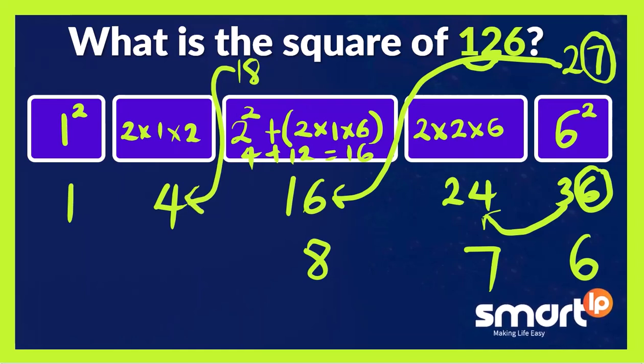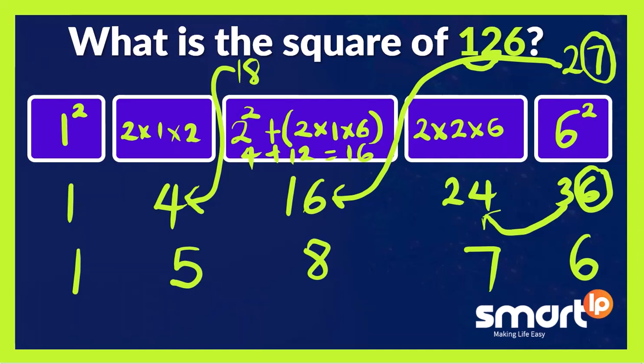So 1 plus 4 will give 5. 5 is a single digit, so we can write it directly. And finally, we have the 1. Since 1 is a single digit, we can write it down directly. So now our final answer for the square of 126 is 15876. Great job. Well done.